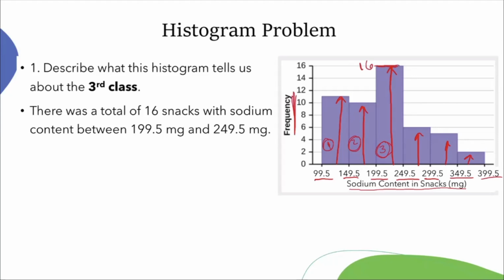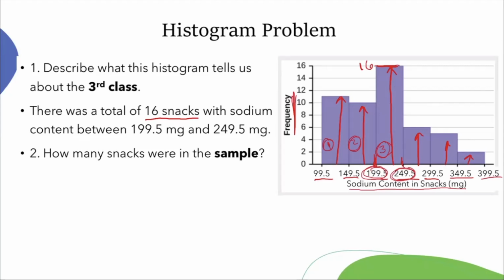This vertical axis is not in percentage. This is just the straight number. This is just the frequency. 16 snacks with a sodium content between, now the third class has a low limit of 199.5 and a high limit of 249.5 milligrams of sodium.